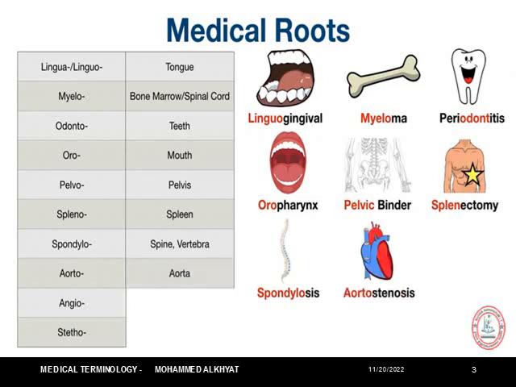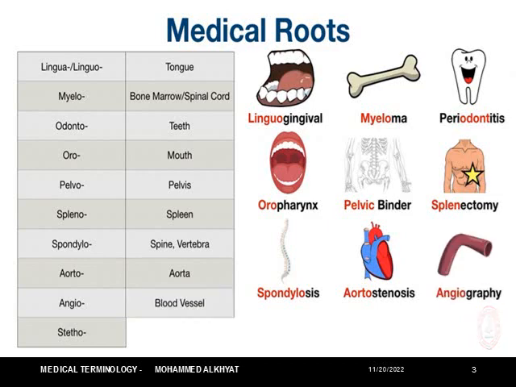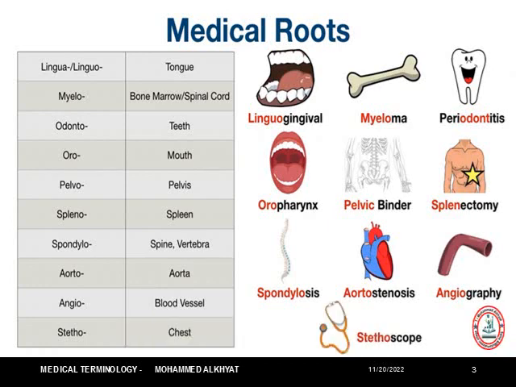Moving on to aorto, this refers to the aorta. It's obviously another easy one to remember. You can think of aortostenosis, which is narrowing of the aorta. Next is angio, which means blood vessel. Remember, vasculo also refers to blood vessel, and arterio refers to artery. You can think of angiography, which is the radiographic visualization of blood vessels after injecting them with dye. Finally, we have stetho, which refers to chest. The simple example is stethoscope, which is the instrument used primarily to listen to the chest, especially the heart and lungs.